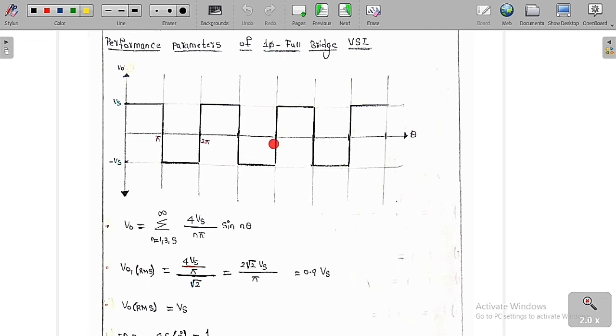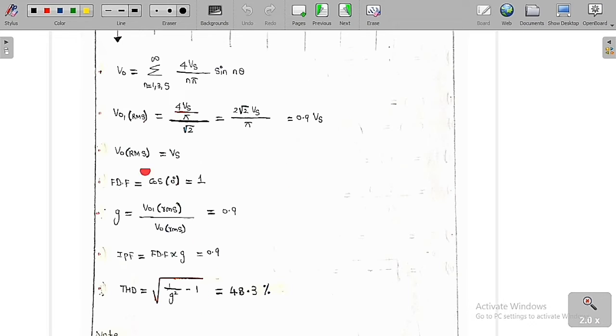And if you want to find the overall RMS value of this output voltage, it is equal to the peak value itself, which is Vs. You can see clearly here that alpha is equal to 0, as there is no lagging or leading. So the fundamental displacement factor is equal to cos 0, which is 1. If you want to find the distortion factor, which is the ratio of the RMS value of the fundamental component of the output voltage to the RMS value of the overall output voltage, you know both values. If we do the division, we are going to get 0.9. So 0.9 is the distortion factor.